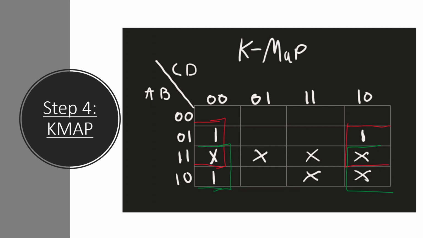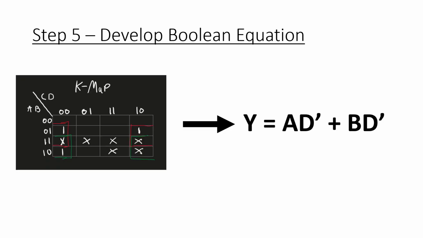So, using the truth table, I was able to fill out where each output is high and the don't care outputs as well to form the wraparound groups that are present. As you can see, we have one red and one green one. I will use these in step 5 to develop my Boolean equation.